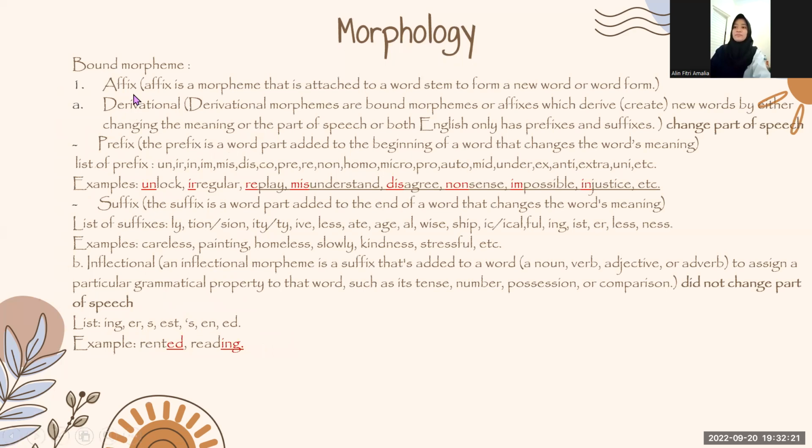And then the second is bound morphemes. Bound in Bahasa means terikat. It means bound morphemes cannot stand alone. They need a combination to make a word. Bound morphemes are divided into affixes and roots. An affix is a morpheme that is attached to a word stem to form a new word or word form.